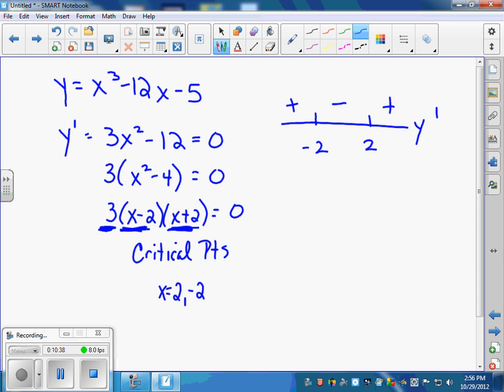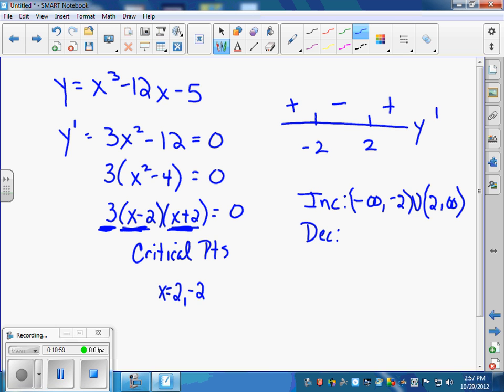Okay. Now I can write down my intervals where I'm increasing and decreasing. I can use my sign chart for that. I'm increasing from negative infinity to negative 2. Where's the derivative positive? Then I put a U because that means or. The other place I could be increasing is 2 to infinity.